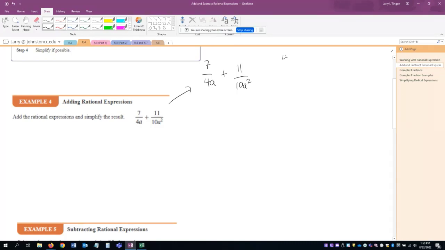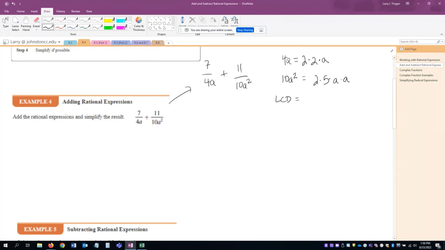So to get the LCD, I'm going to take my denominators, and again, I'm doing more work than I need to, and break them down into what's called their prime factorization. So it's 2 times 2 times a, that's one denominator. The other denominator is 10a squared. Break down 10 to its prime factors, it's 2 times 5, right? And then a squared is a times a.